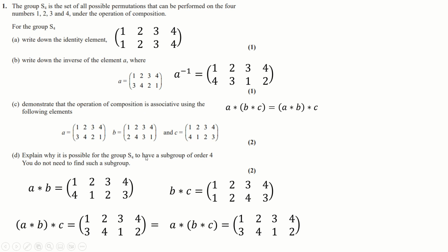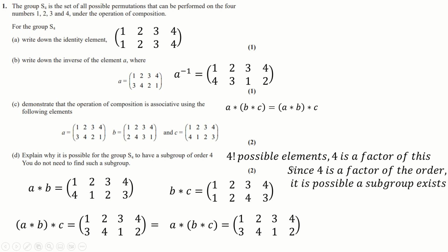Explain why it's possible for this to have a subgroup of order 4. Well, this is about Lagrange's theorem, so the total order of S4 is just the number of elements in it. Now, how many ways are there to permute 4 things? Well, you can send this one to 4 different places, this one to then 3 different places, this one to 2 different places, this one to 1 place. That's 4 factorial possible elements, so the order is 4 factorial, which means 4 is, of course, a factor of 4 factorial. And so therefore, by Lagrange's theorem, it's possible that a subgroup of that size exists.